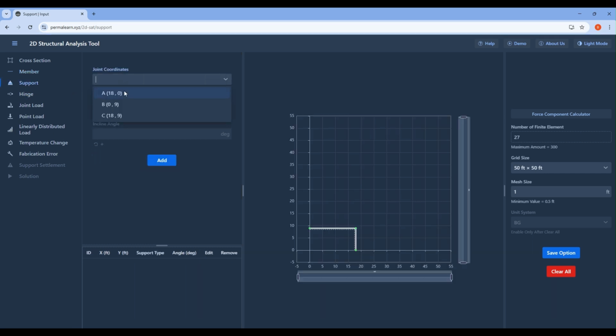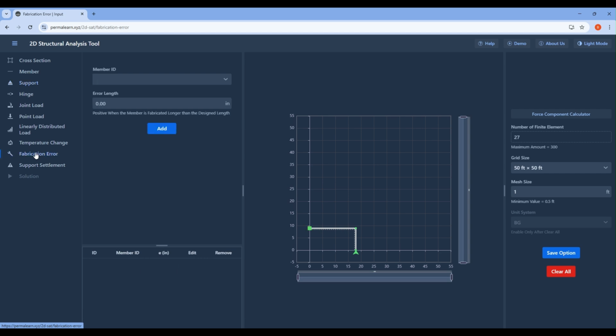And now let's add support. At A, it is a pin. And at B, it is a fix. And since there is no additional load, we need to jump into the new function, which is a fabrication error.